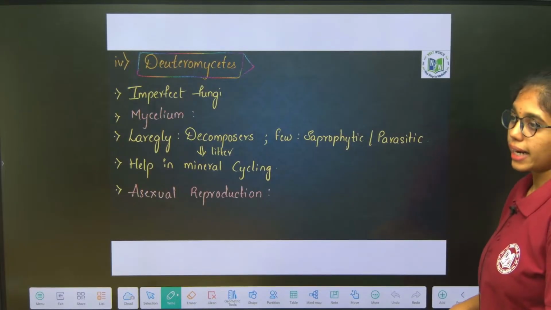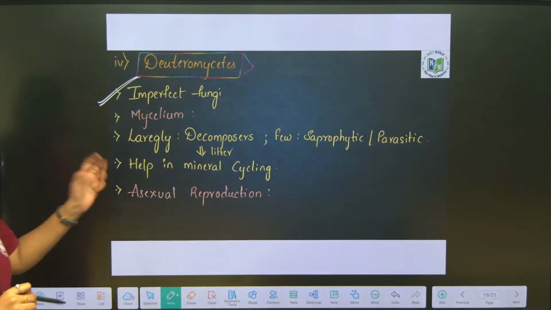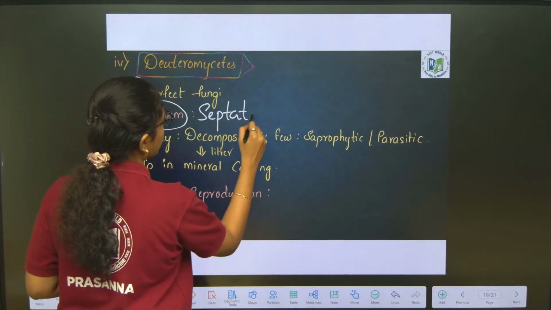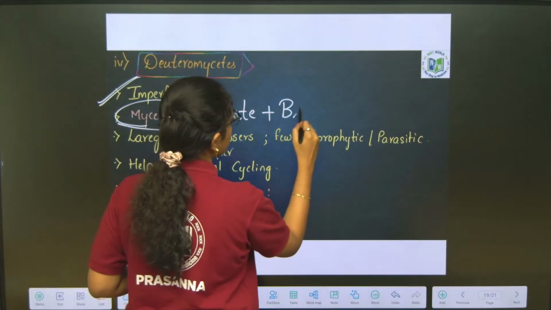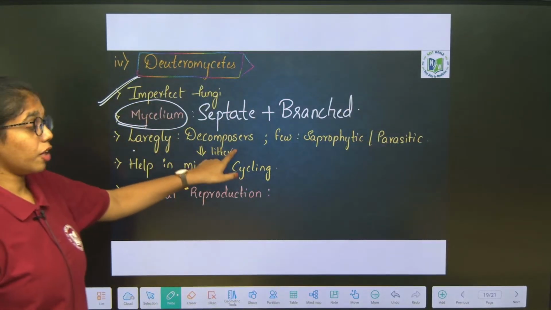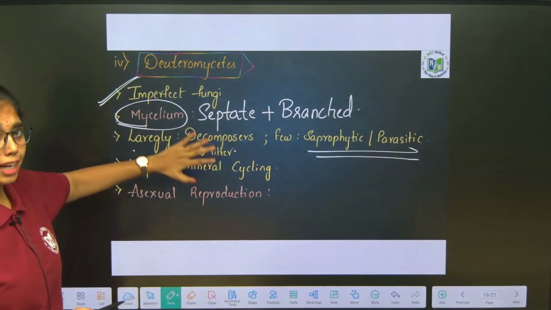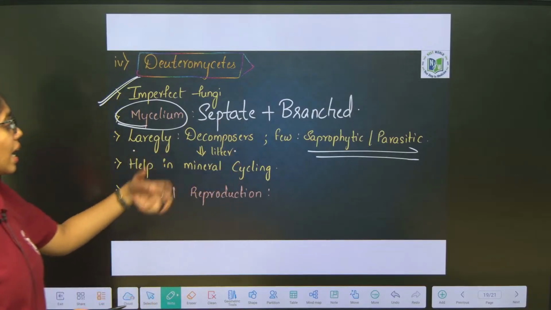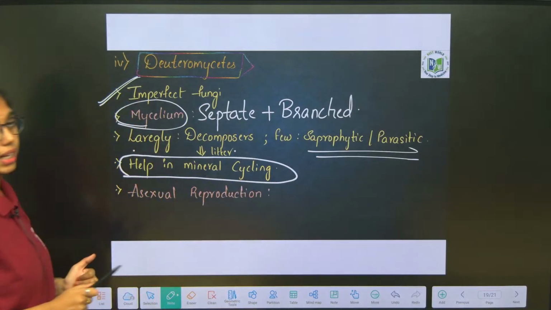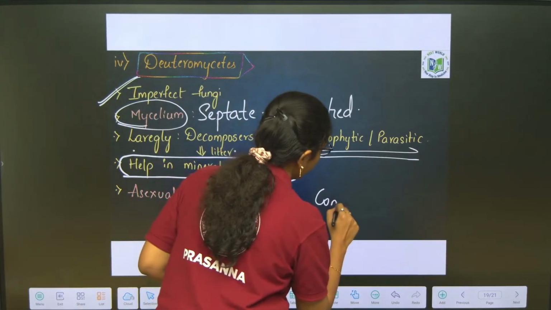Last class of the fungi, that is Deuteromycetes. Deuteromycetes is called as fungi imperfecti or imperfect fungi, wherein the mycelium is septate and branched. These are largely decomposers. Few of them are saprophytic and parasitic, but largely they rely on decomposer nutrition. They live on litter, and as most of them are decomposers, they play a major role in mineral cycling, and their only mode of reproduction is asexual reproduction, that is through conidia again.